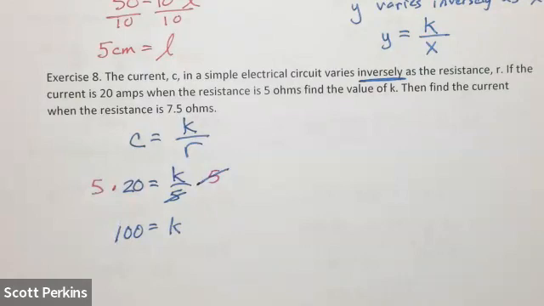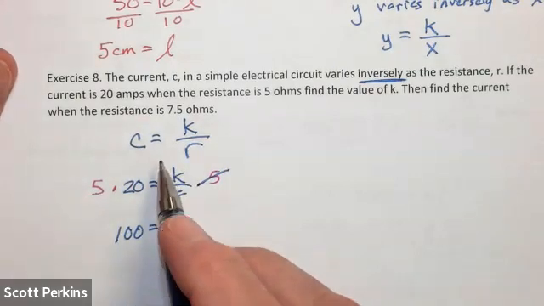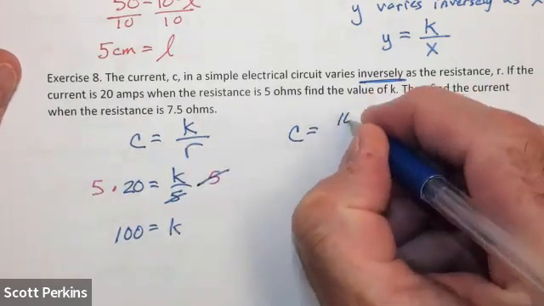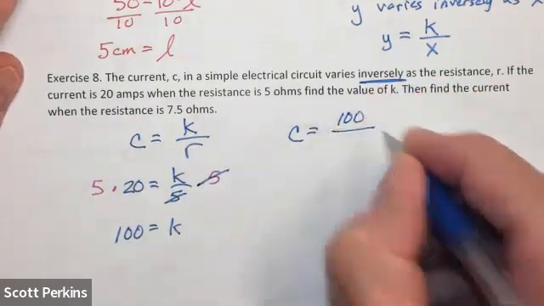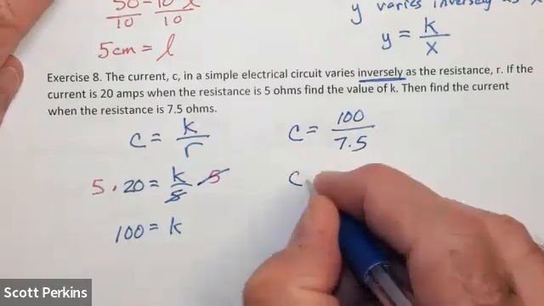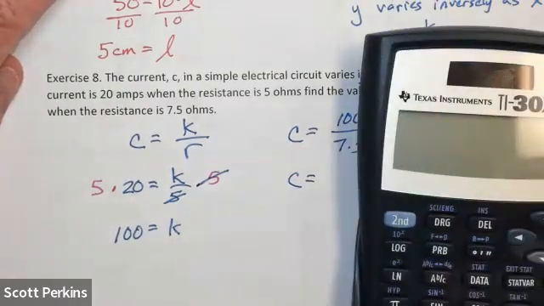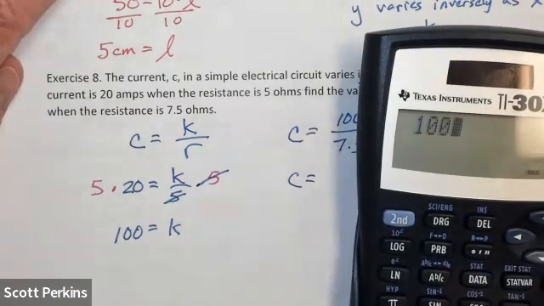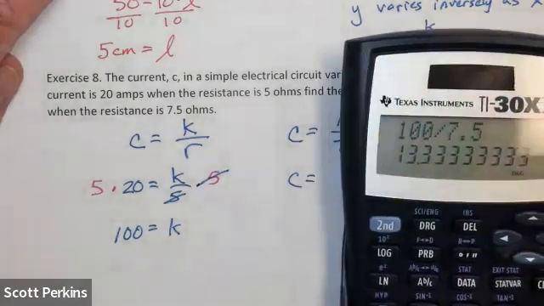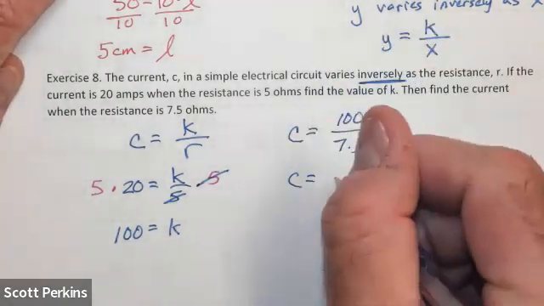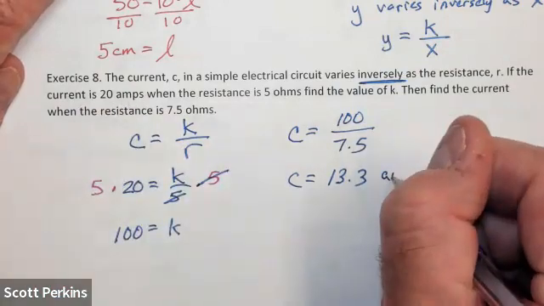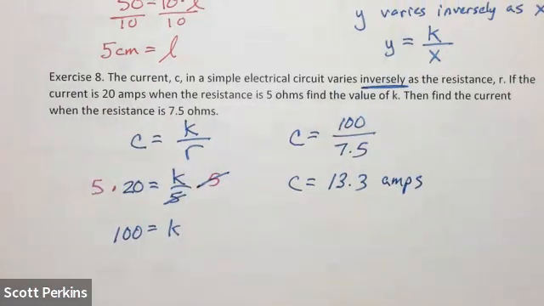So again, plugging and chugging, I don't know what the current is, so C is still C. I do now know that K is 100 for this particular circuit, and then the resistance is 7.5. And when I pop that into my calculator, 100 divided by 7.5 is going to be 13.333333. So I'm just going to round that to 13.3, and the units on current are amps. So we'll write that down.